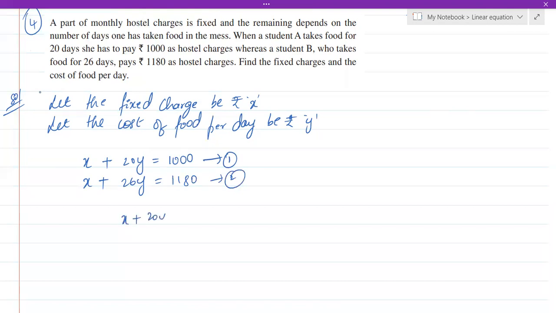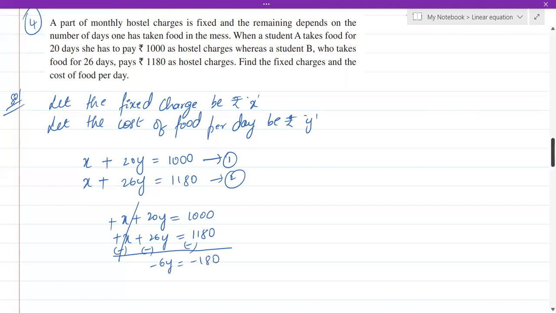X plus 20Y is equal to 1000. X plus 26Y is equal to 1180. So both the signs are same, plus X and plus X. Therefore, we have to change the sign throughout. Plus X and minus X gets cancelled. 20 minus 26 is minus 6Y. 1000 minus 1180 will become minus 180.